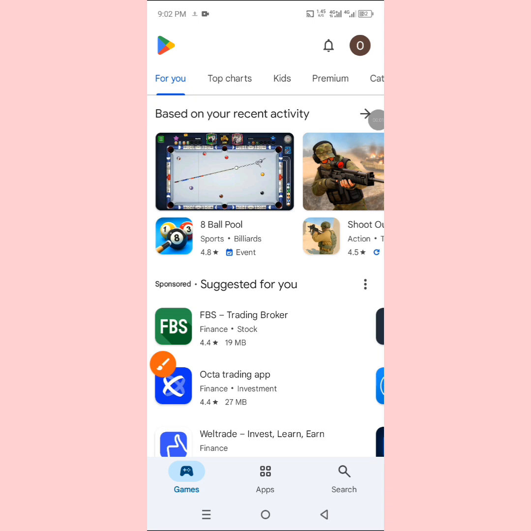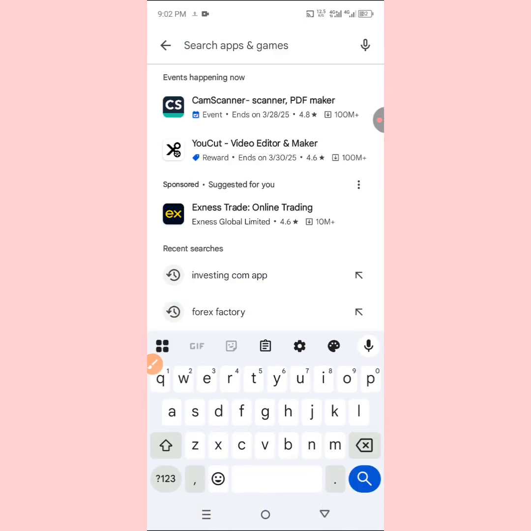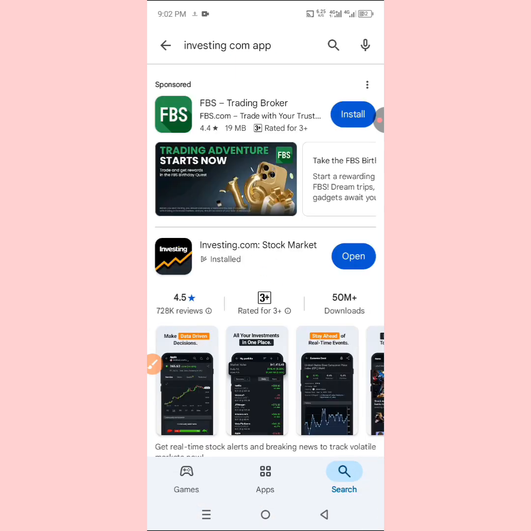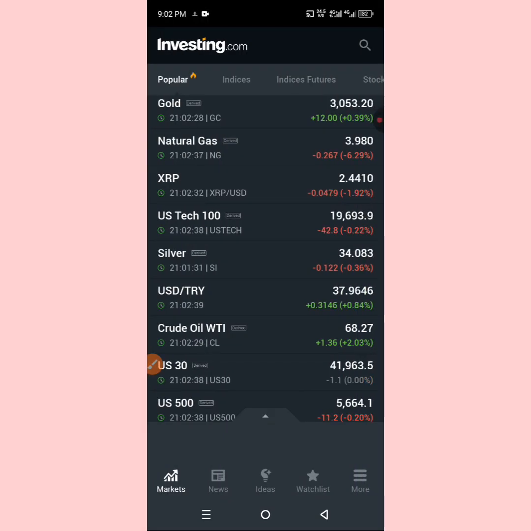The first thing you have to do is head over to your Play Store, for those of you using Android phones. Once you get to Play Store, you click on the search button and search for investing.com. As you can see, investing.com. Once it loads, you can see it right here. Mine is writing open because I've already installed it. For you guys, you just install it, and once you install, you open.